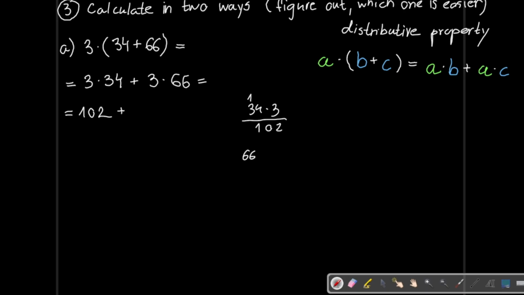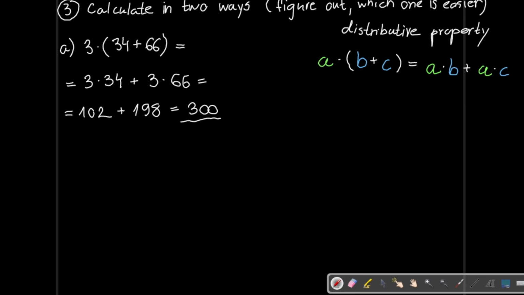And 66 times 3, which is 198. And once we add these two together, we get 300. But yeah, this way was quite difficult. It was not too hard, but it definitely took a lot of time.